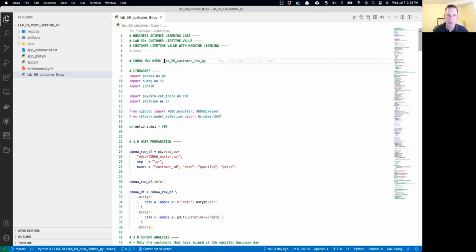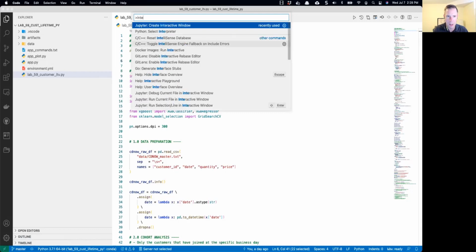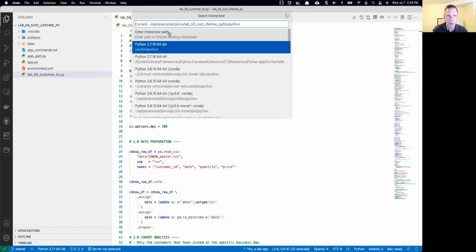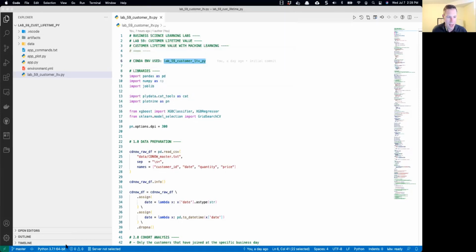The environment that I'm using is Lab 59 customer LTV Pi. You want to see that down here. If you don't have that, you can go to your settings, command palette, and then open up your interpreter. If you do Python: Select Interpreter, just make sure that you've got the Lab 59 customer lifetime environment, and then that will show up down here. Okay, other than that, that's pretty much how to get set up.